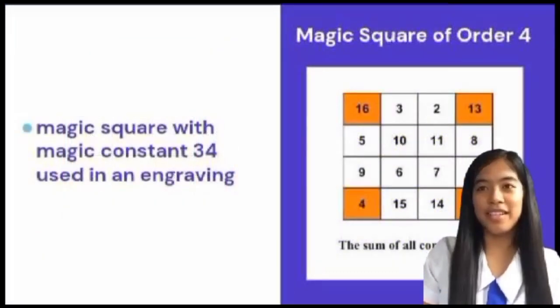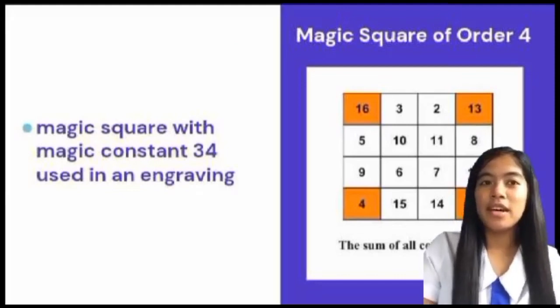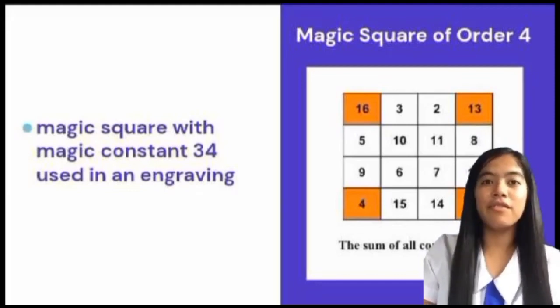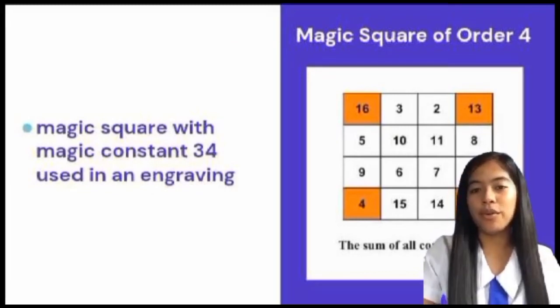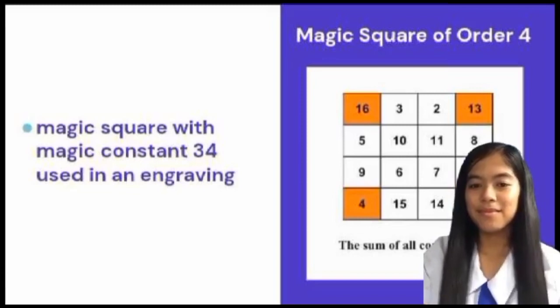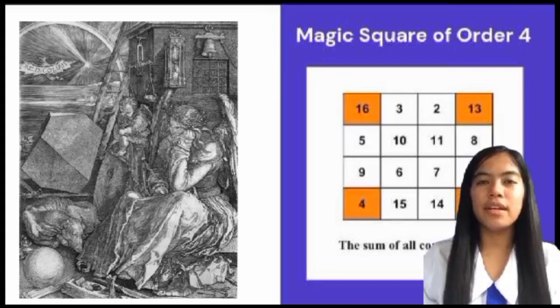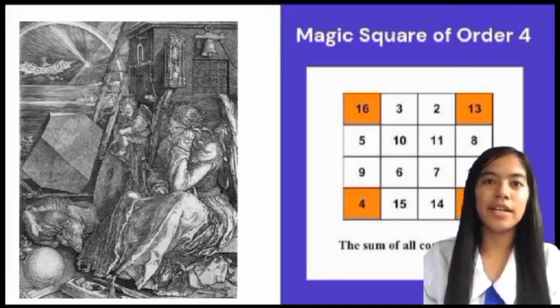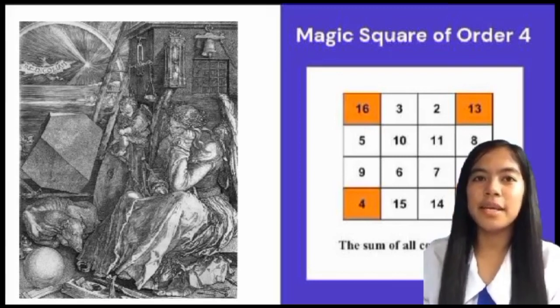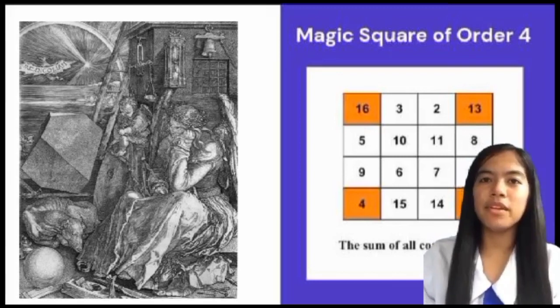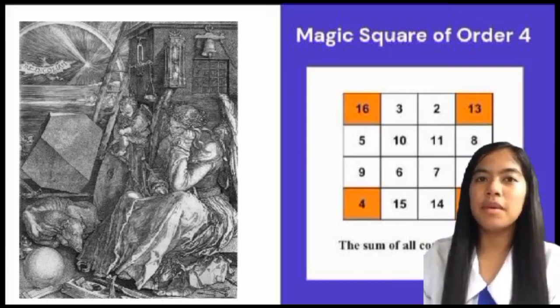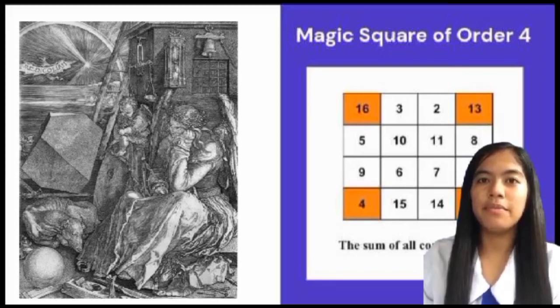In 1514, the artist Albrecht Dürer made an engraving, Melencolia, containing a square pattern of order 4. Melencolia is a large 1514 engraving by the German Renaissance artist Albrecht Dürer. Its central subject is an enigmatic and gloomy winged female figure thought to be a personification of melancholia or melancholy.